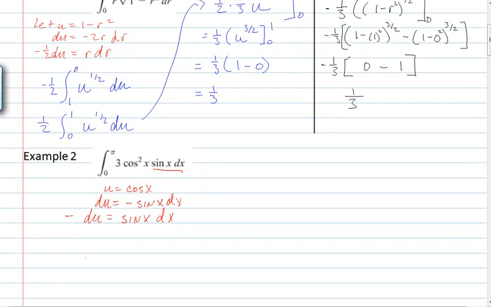So this is now going to be, when we rewrite this, negative 3 times the integral from, when you plug in a 0 right here, cosine of 0 is 1, and when you plug in a pi, cosine is negative 1.